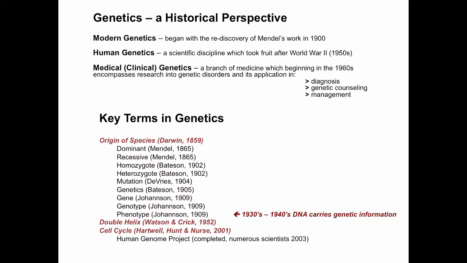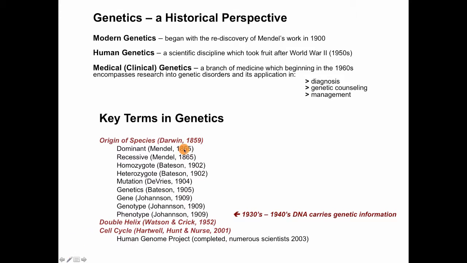And here, if you think of genetics with a brief historical perspective, we can say that modern genetics began when Mendel's work was rediscovered, probably 1900. Human genetics as a scientific discipline probably came to fruition in the 1950s after the Second World War. Clinical genetics or medical genetics, which is a branch of medicine, began in the 1960s, and that encompasses research into genetic disorders and its application in diagnostics and genetic counseling and management.